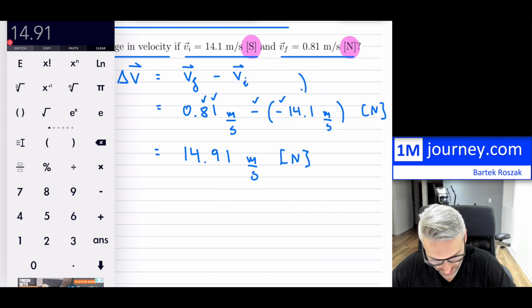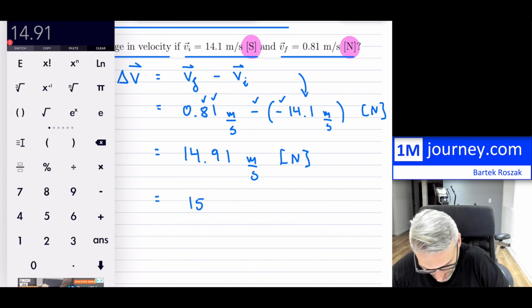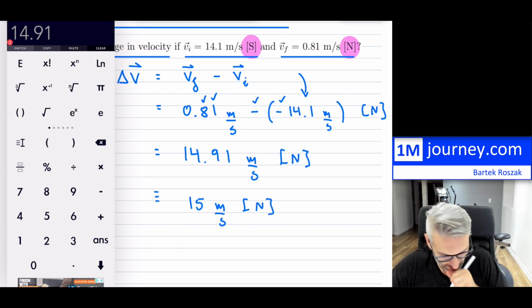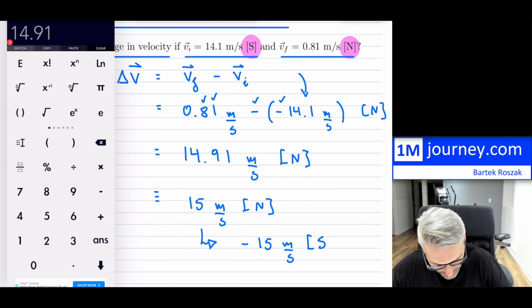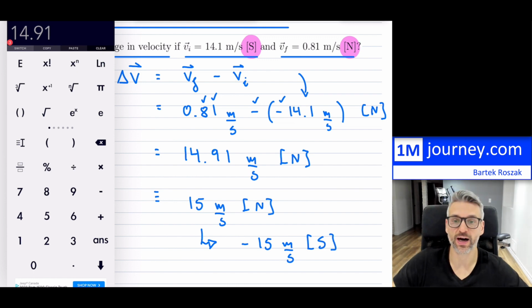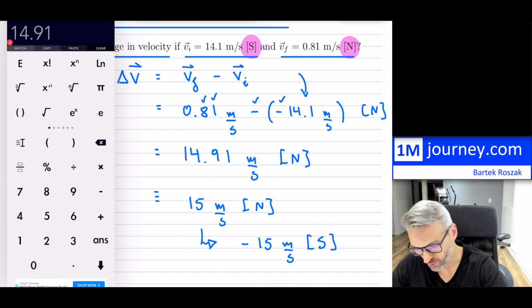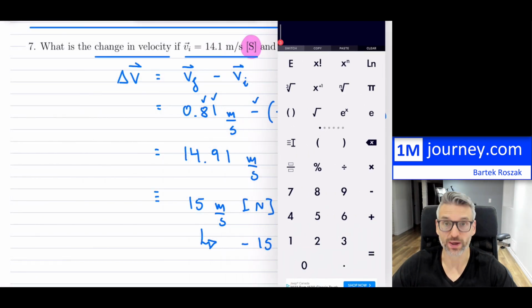The other one has 3 significant figures, so I'll just round it to 2. We typically take the lowest amount. So this is going to be 15 meters per second north. And if you wanted to write this in terms of south, then this would be negative 15 meters per second south. So these two are equivalent, and either will work for the answer for this one.